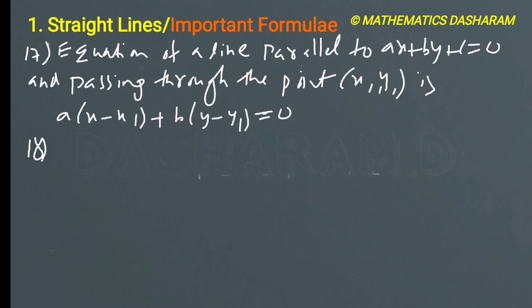Next, 18th one, the same line is given. The equation of a line perpendicular to ax plus by plus c equals 0 and passing through a point x1 comma y1 is b(x minus x1) minus a(y minus y1) equals 0.